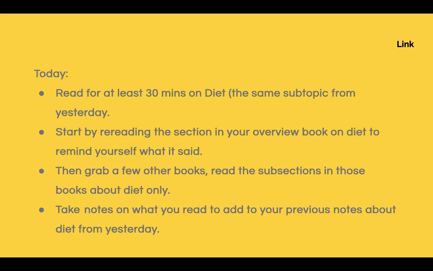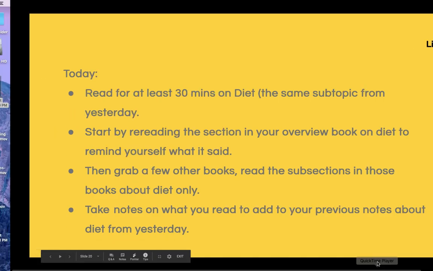You're going to need to read for about 30 minutes to collect more information on diet. And you're going to start by rereading the section in your overview book on diet to remind yourself what it said. Then you're going to grab a few other books, read the subsections in those books about diet only, and take notes about what you read to add to your previous notes on diet from yesterday. That's it for today. Good luck.